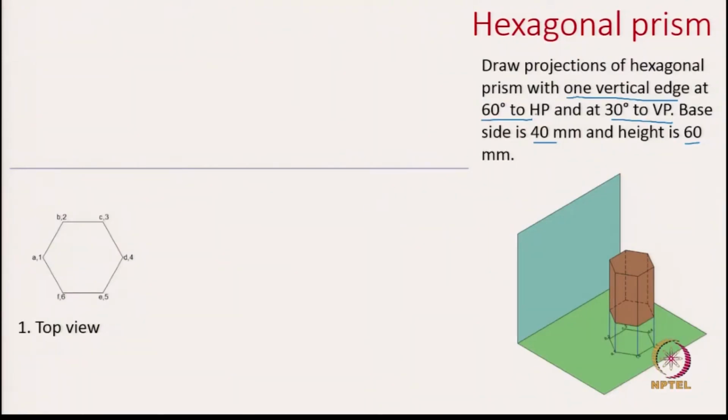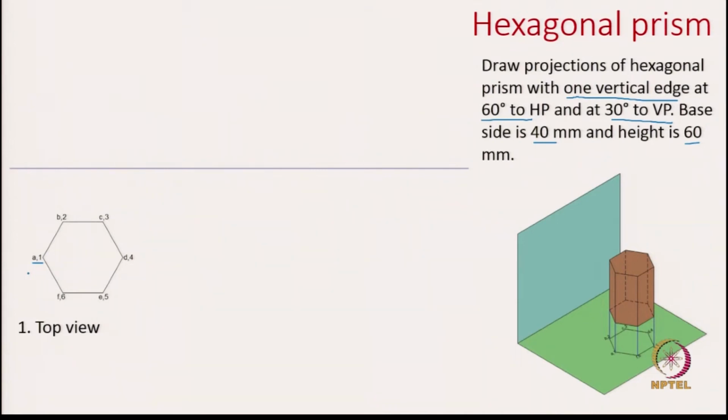Again the top base is described by these points A to F, and similarly the bottom base is described by the points 1 to 6, and then the sequence follows A comma 1, because we first see the top base and then the bottom base if we follow the projector line.